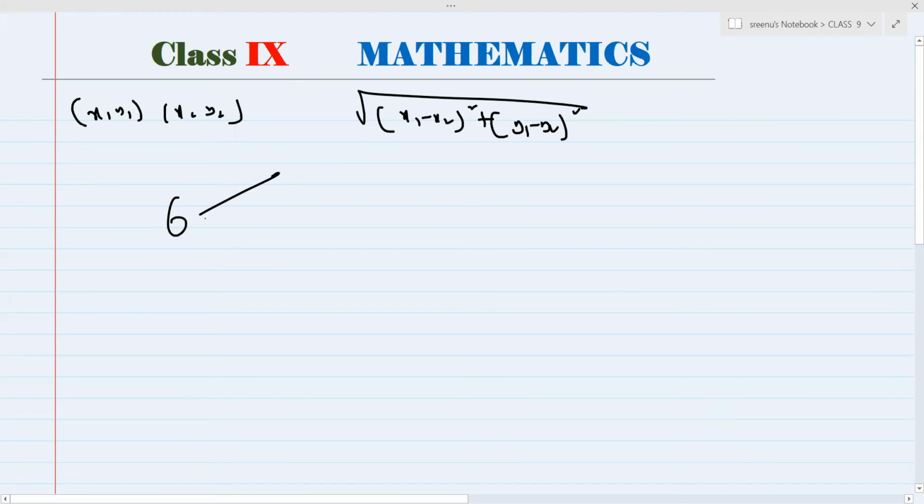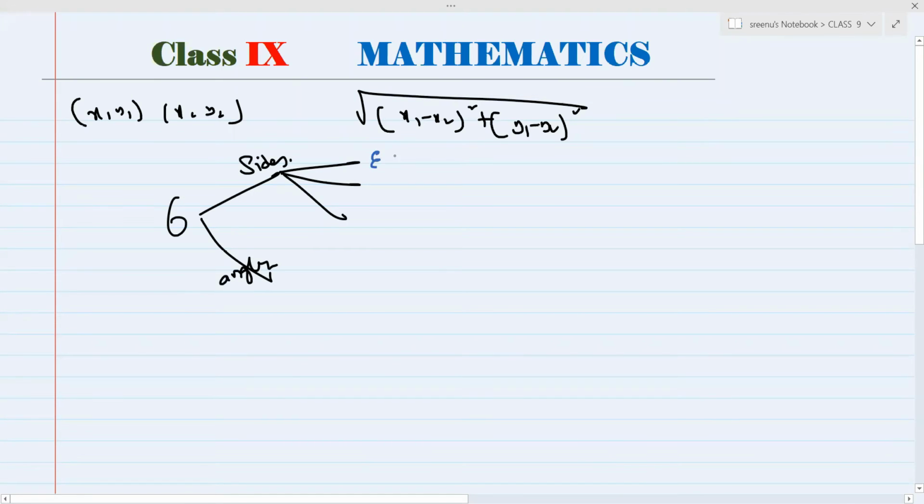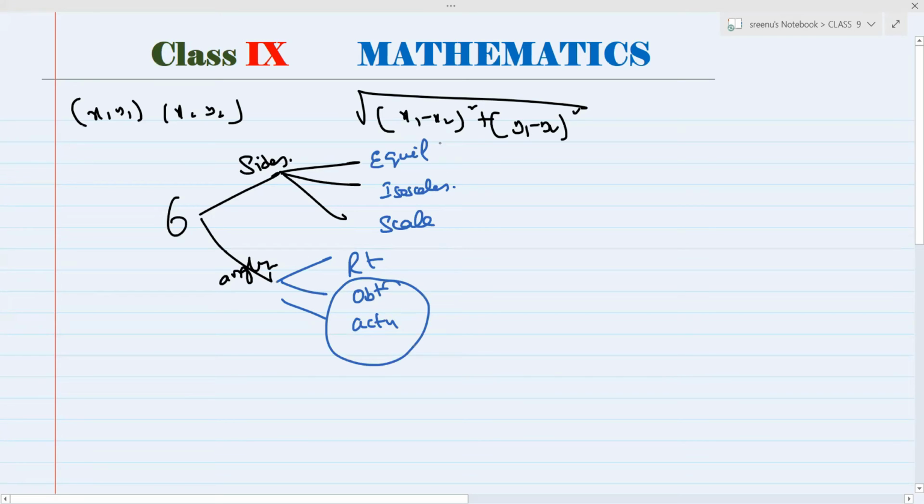According to sides and according to angles. First I will write according to sides, and then according to angles. According to sides, we have equilateral, isosceles, and scalene triangles. According to angles, right angle, obtuse, acute. We don't use these two; we will move on with these four triangles only.